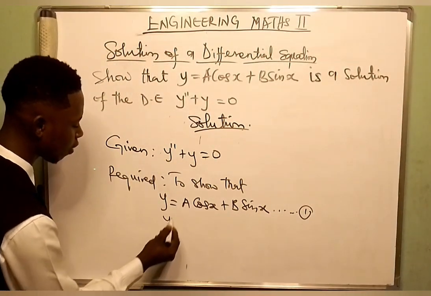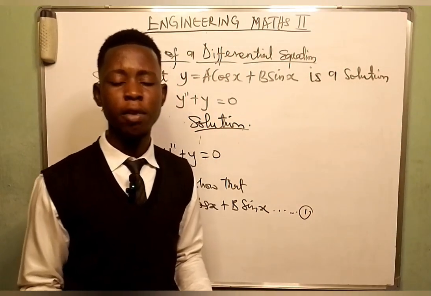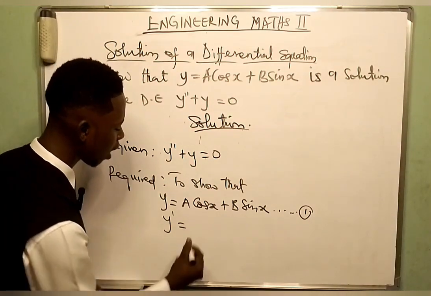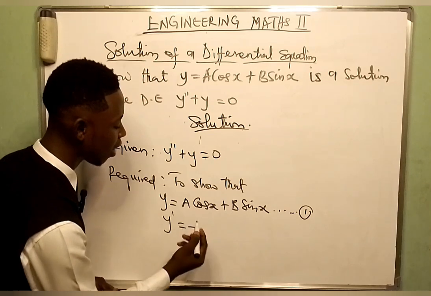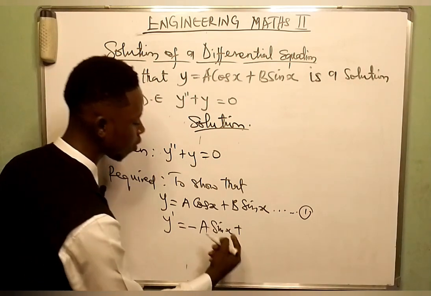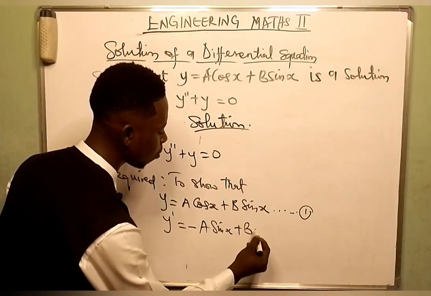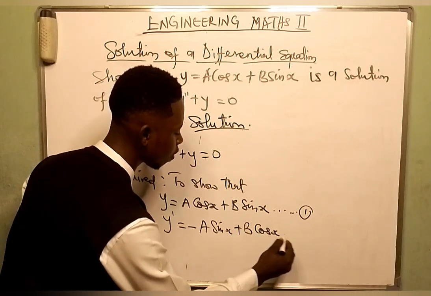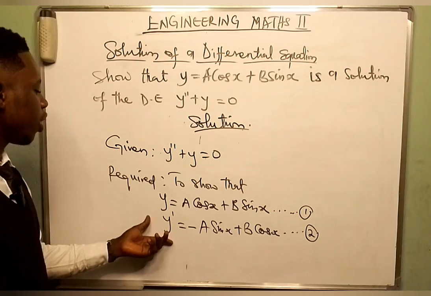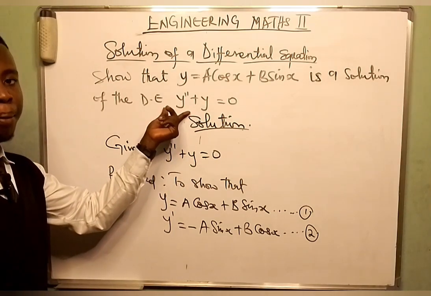Now, let us differentiate. I'm sure by now you already know the differentiation of trigonometric functions. If you differentiate cos x, you have minus a sin x, plus, if you differentiate sin x, you have cos x. So your constant remains there: b cos x. You call this your equation 2. We have not reached y prime prime, so we are going to differentiate again to get y prime prime.